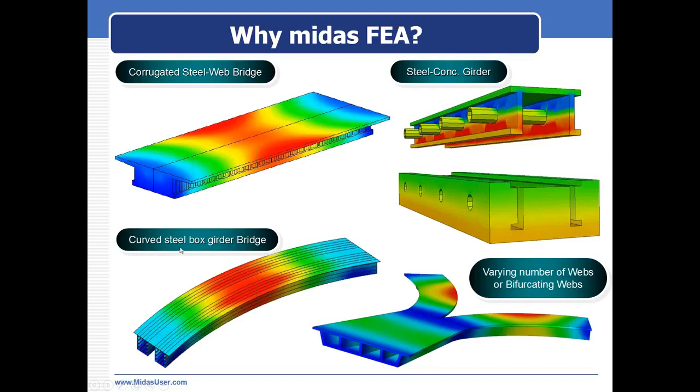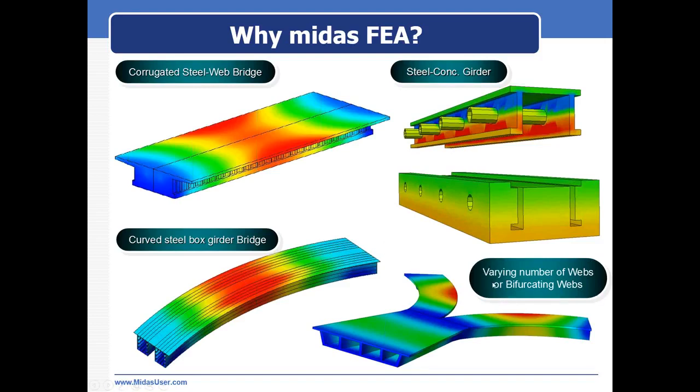Next is the curved steel box girder bridge. When the bridge profile is curved, then crucial results are distortion and warping stresses. When we go for frame modeling, then we ignore these stresses. Whereas in curved bridges, for getting these stresses from the analysis, we have to go for finite element modeling, which can be done in Midas FEA.